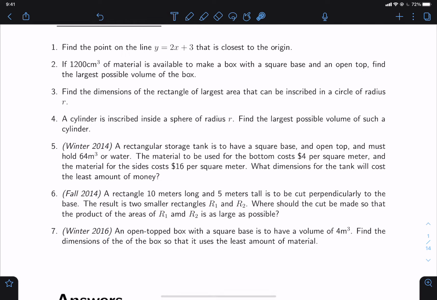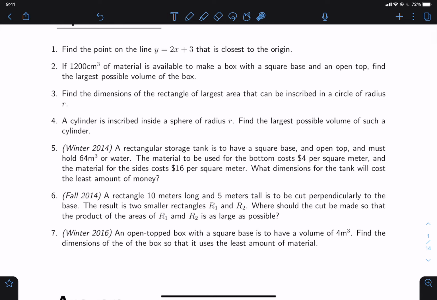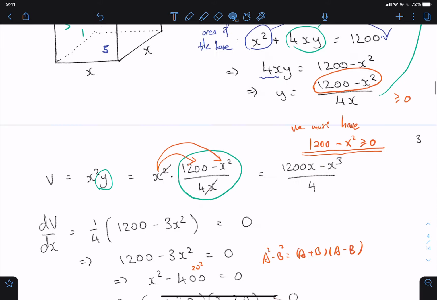In question 2, you want to get the largest volume. So instead of having a fixed surface area, now you have a fixed volume, and you want to get the surface area as small as possible. So it is the other way around, very similar to question 2. Just think about question 2 and make a slight modification. We should be able to do question 5. Okay, now go to question 5.